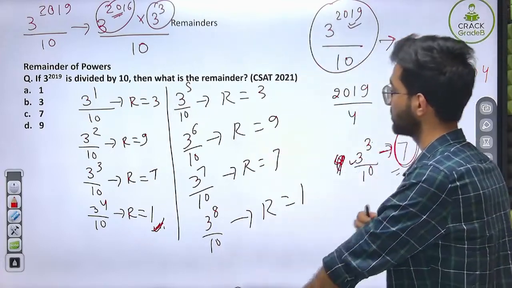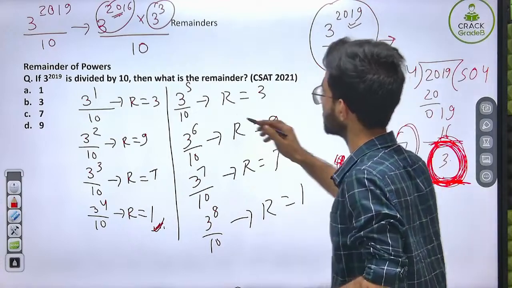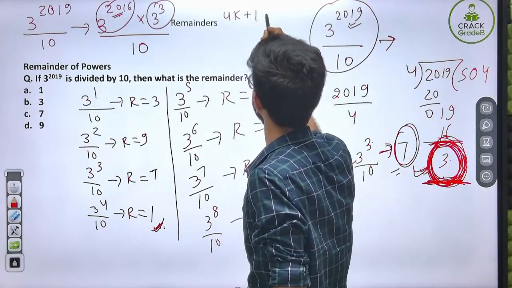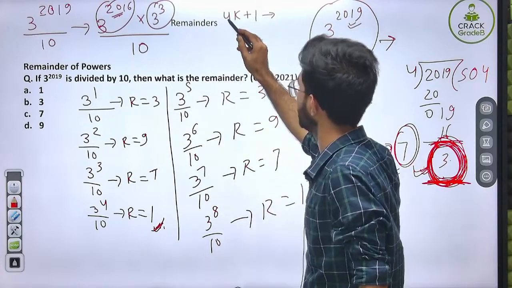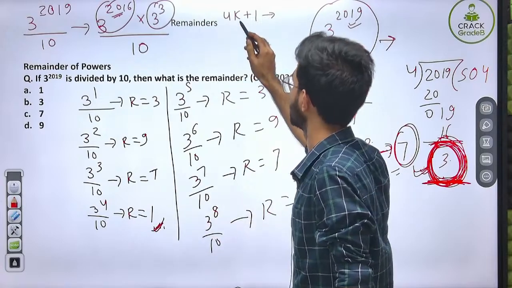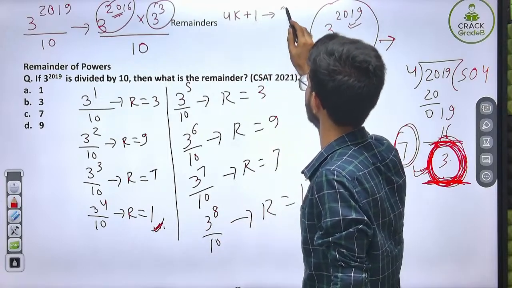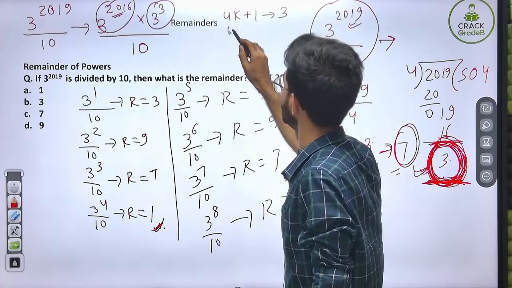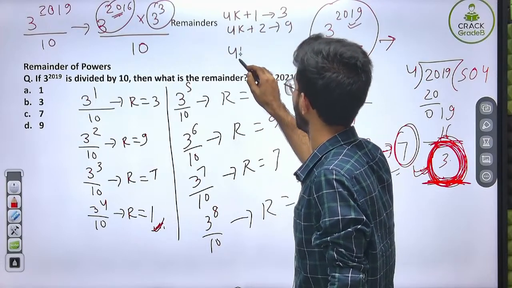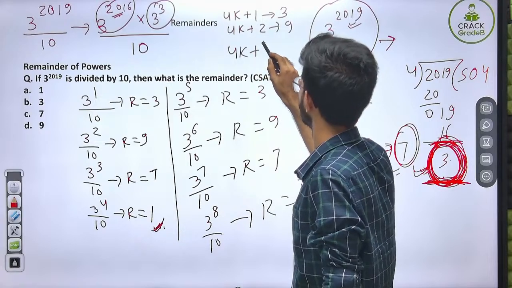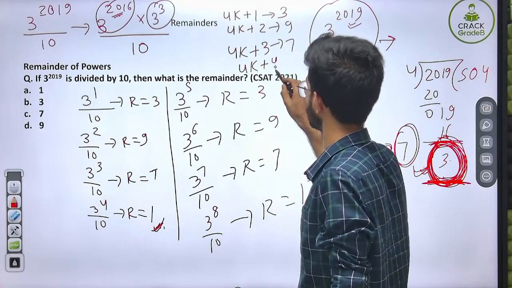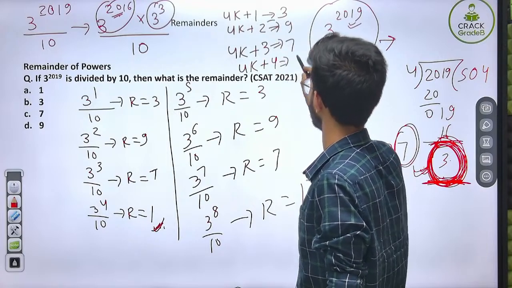You can think of this question in a different way. Let's see, when the power is 1, you can write that the power is 4k plus 1. Why have we written 4 here? Because the remainders are repeating after the 4th power. So if the power is 4k plus 1, you get remainder 3. If the power is 4k plus 2, you get remainder 9. If the power is 4k plus 3, you get remainder 7. If the power is 4k plus 4, you get remainder 1, right?